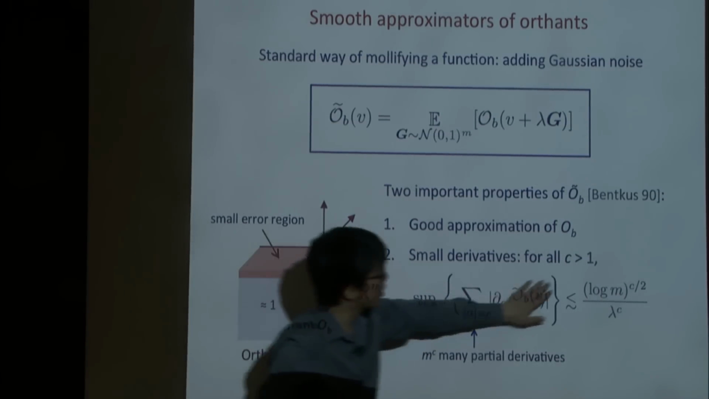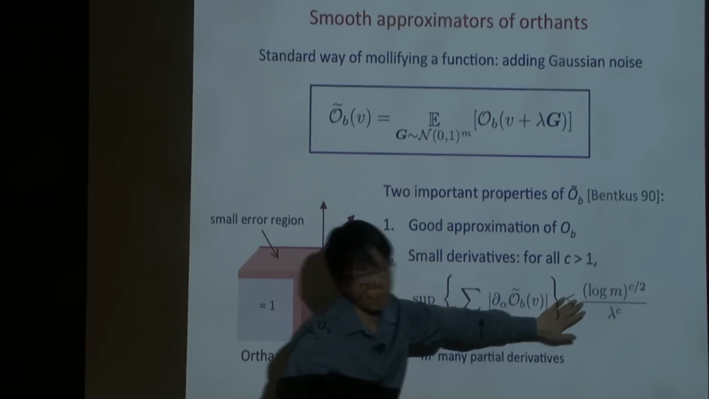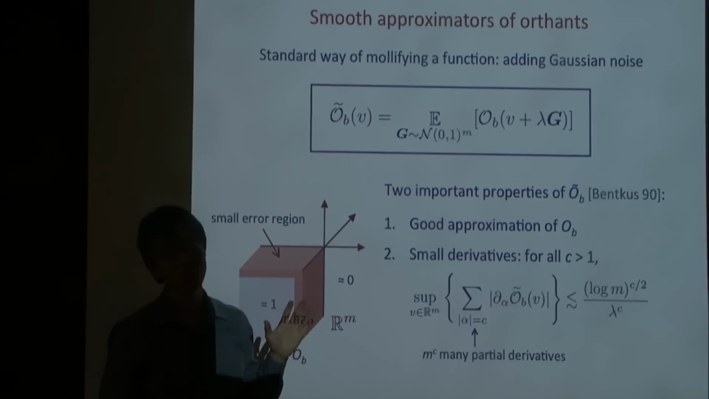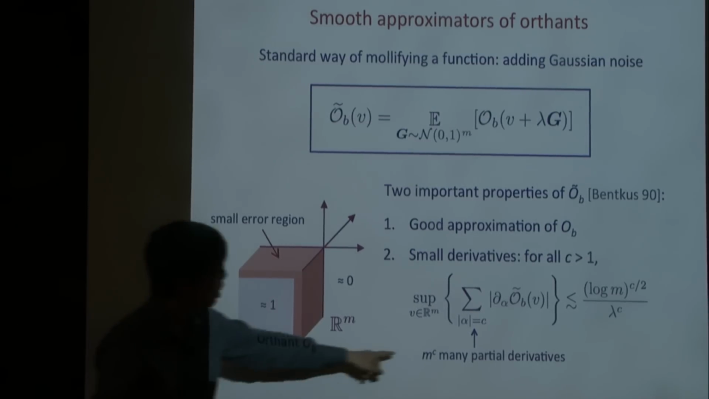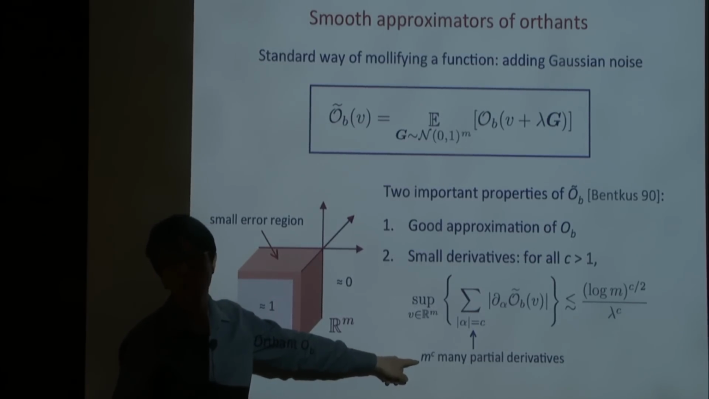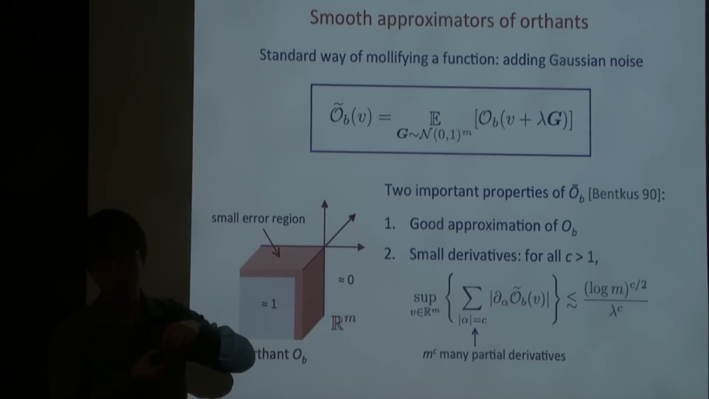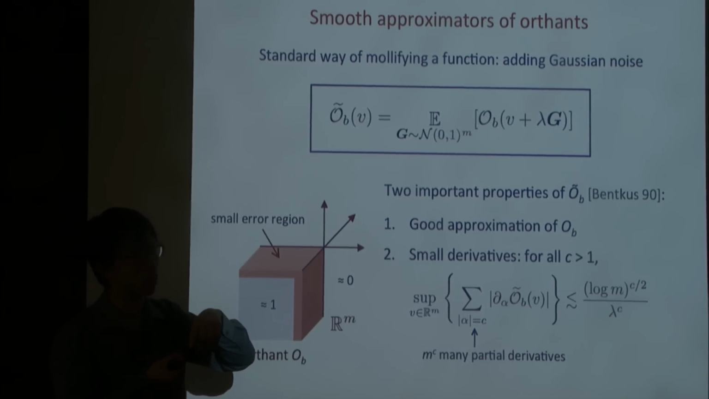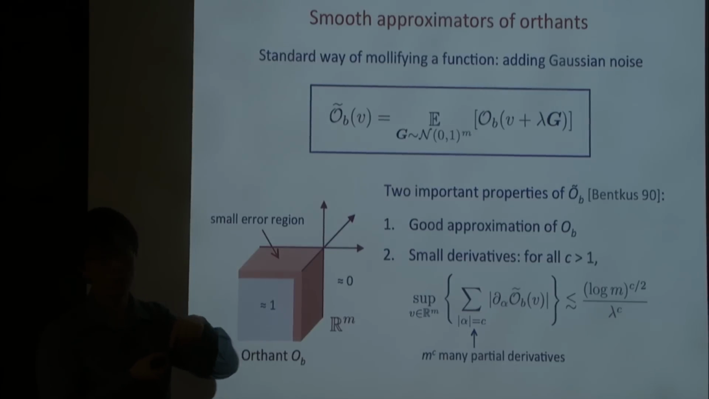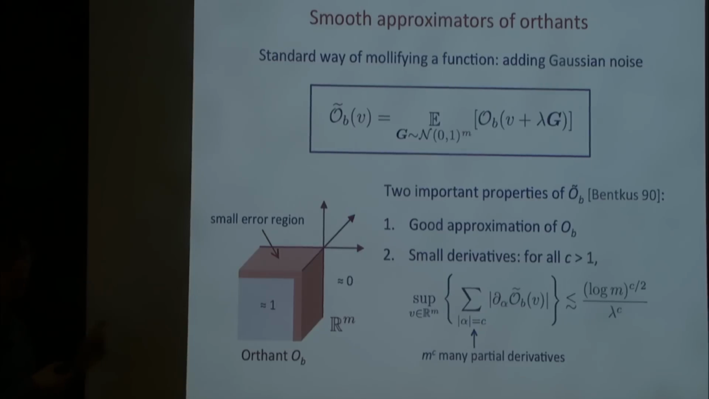The one thing I want to point out is that this grows polylogarithmically, which is very nice for us and very nice for previous work as well. So you're summing m to the c many things, and yet your bound on the absolute magnitude of the derivatives is polylog in the dimension. So this is really extremely helpful and crucial for us.